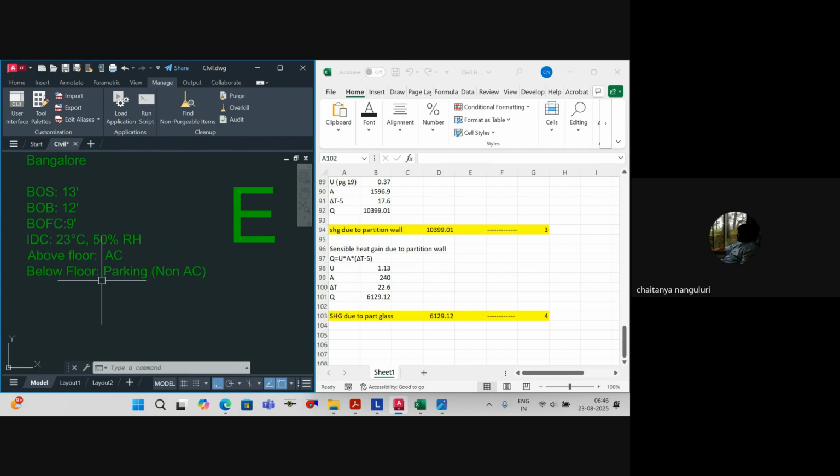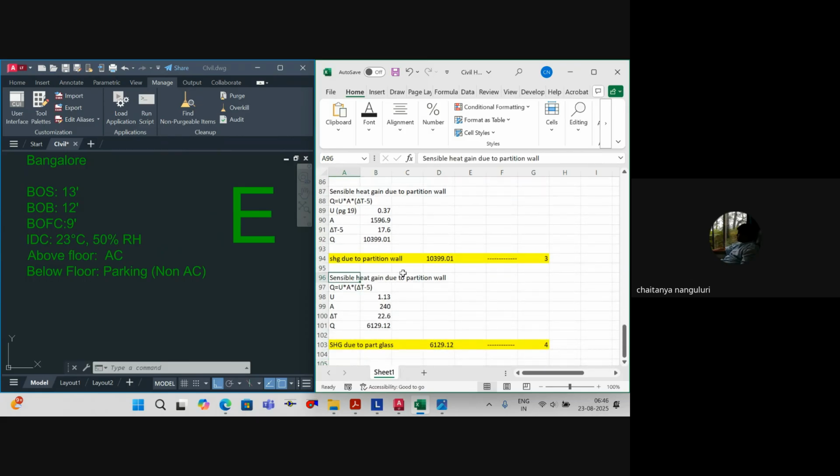If the above floor is air conditioned, do I have a heat load? Do I have any heat transmission? No. But below floor, do we have any heat transmission? Yes. So we have to take sensible heat gain due to floor load.